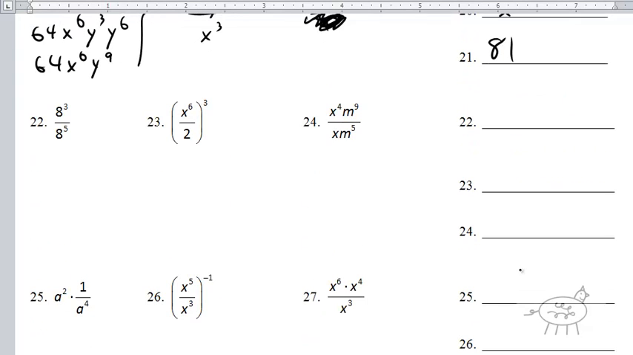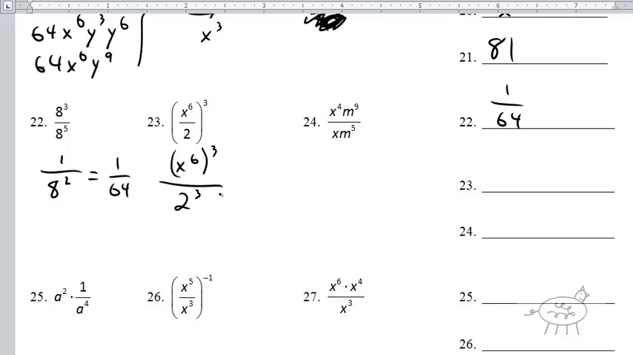Who wins with this one? The bottom wins by 2. And 8 squared is 64. That's 1 over 64. Remember, when you have a parenthesis, every term gets cubed. So it's x to the 6th cubed and 2 cubed. You multiply the exponents together, so it's x to the 18th. And on the bottom, 2 cubed is 8. And there you go. X to the 18th over 8.